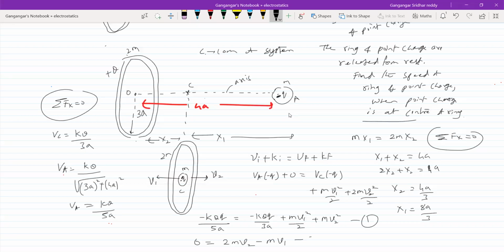Solving equations 1 and 2, we'll get the required answers. Prefer questions where many ideas are brought together: center of mass, conservation of momentum, conservation of mechanical energy, electrostatics, all are included here. You do such questions. Don't just go blindly from question number 1 to question number 50. Pick up questions of that kind.